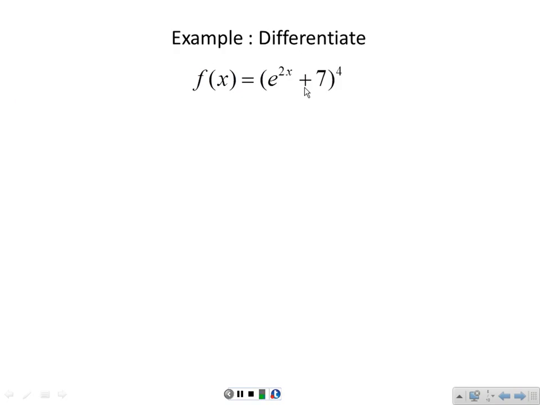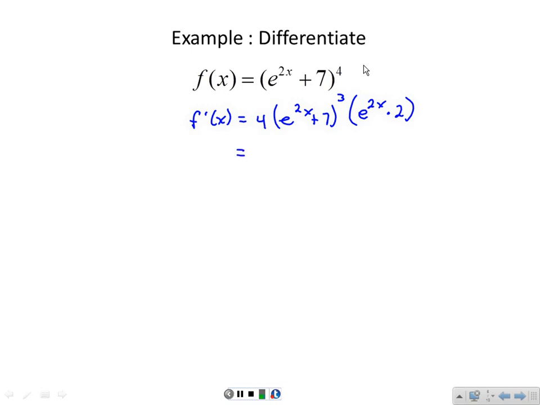So this one is our chain rule, and so the derivative here is going to be 4 times (e^(2x) + 7), lessen the 4 by 1, times the derivative of what's inside. The derivative of e^(2x) is going to be e^(2x) times the derivative of 2x, which is 2, plus the derivative of 7, which is going to be 0, so that's irrelevant.